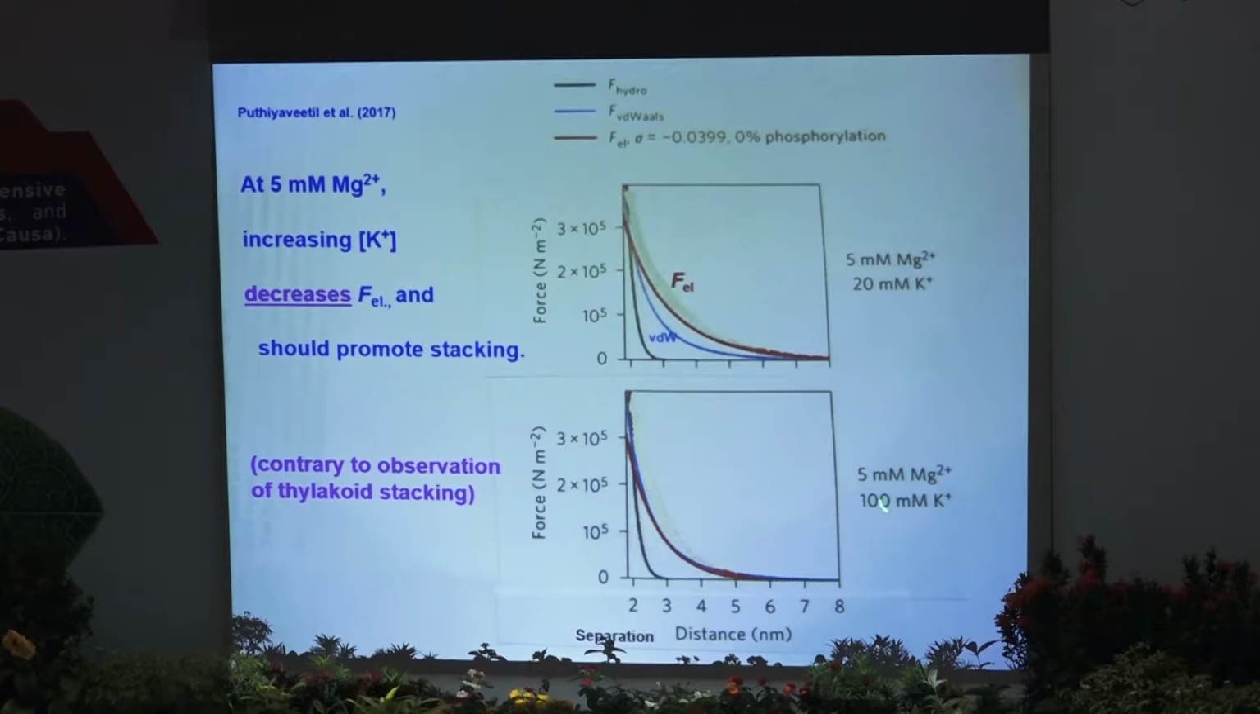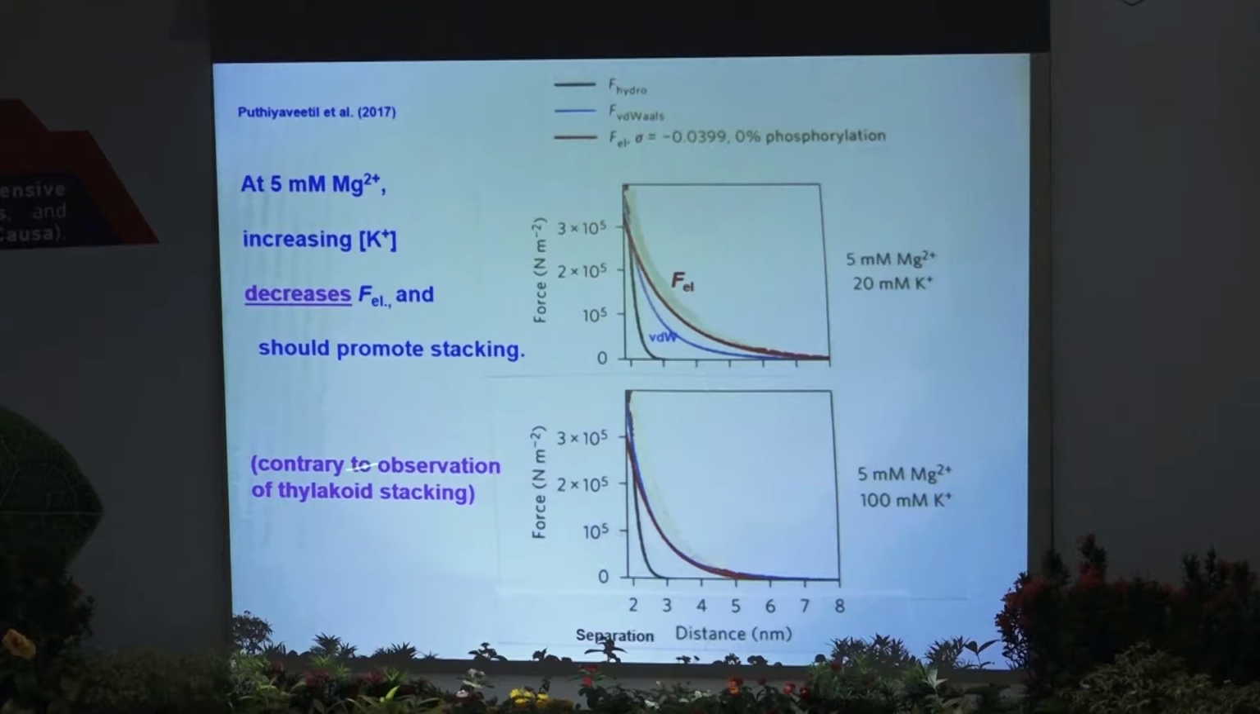But when you increase the monovalent cation concentration to 100 millimolar on top of the 5 millimolar magnesium, now the two are pretty similar according to their calculations. And if the monovalent cation is increased further to 200, then the red curve will be well below the van der Waals attraction curve. So, in other words, increasing the monovalent cation concentration decreases the electrostatic repulsion and should promote stacking.